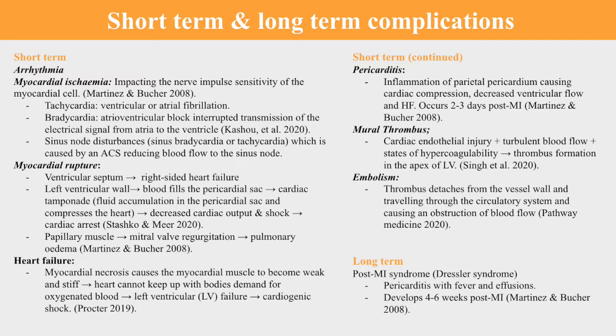Myocardial ruptures are serious complications of infarction. Ventricular septum rupture leads to blood flowing back into the right atrium, and that results in right-sided heart failure. A rupture of the left ventricular wall leads to blood pooling into the pericardial sac, which leads to cardiac tamponade, which is a fluid accumulation in the pericardial sac that compresses the heart. This leads to a decreased cardiac output and shock, and may result in cardiac arrest.